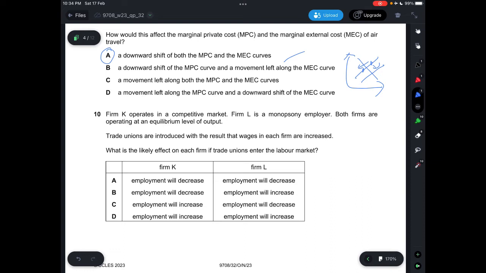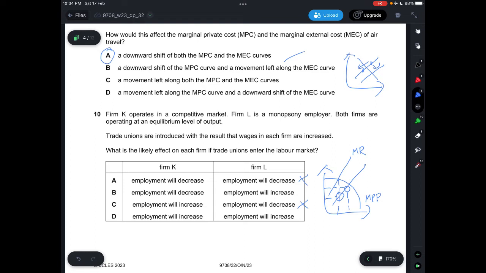employment will increase, because first of all, for a monopoly employer, they were actually hiring at a point where MPP equals MR, which is somewhere here. So when the wages are increased, they will have to hire more people in order to accommodate that. That's why it's increased instead of decreased. This can be shown here, MPP equals MR. They'll hire only until this point, but when the wages increase, they'll have to hire until this point.